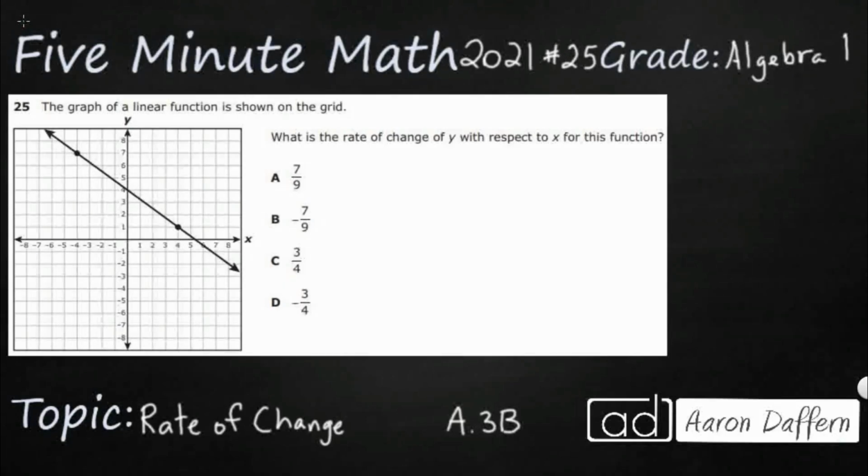Today we are looking at the Algebra 1 concept of rate of change. This is standard A.3B in the great state of Texas, and we are using item number 25 of the 2021 released STAAR test. If you haven't done so already, please go ahead and take a moment to pause the video, work this problem out on your own, unpause it, and we will look at our answers together.